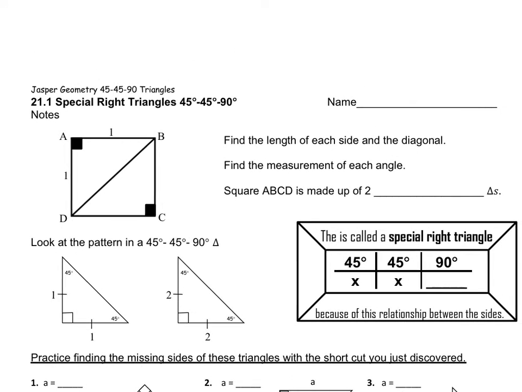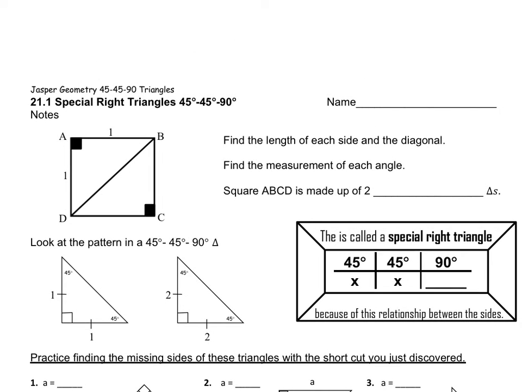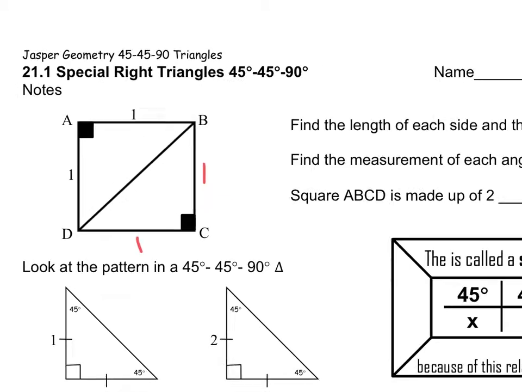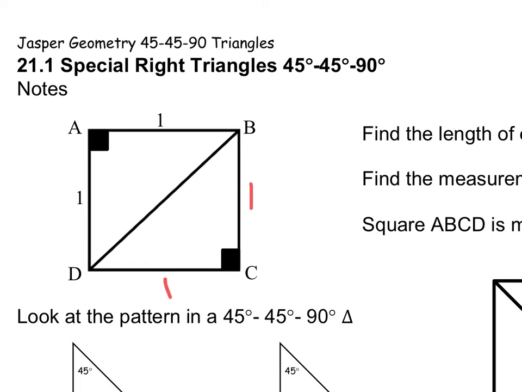This video will go over lesson 21.1, special right triangles 45, 45, 90. So if you look at the first question, a square is given and the sides are given to be 1. And in a square, all the sides are going to be 1. Now to find the diagonal in this square, you look at the right triangle ABD.